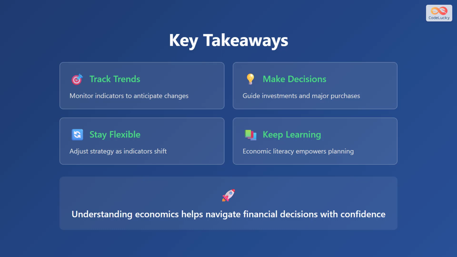Let's recap the essential points. First, track trends by monitoring these indicators regularly to anticipate economic changes that might affect you. Second, make informed decisions using economic data to guide your investments, major purchases, and career moves. Third, stay flexible and adjust your financial strategy as indicators shift over time, because the economy is always evolving. Finally, keep learning, because economic literacy truly empowers better financial planning and gives you confidence in your decisions. Understanding economics isn't just for experts. It's a practical tool that helps you navigate financial decisions with greater confidence and achieve your long-term goals.